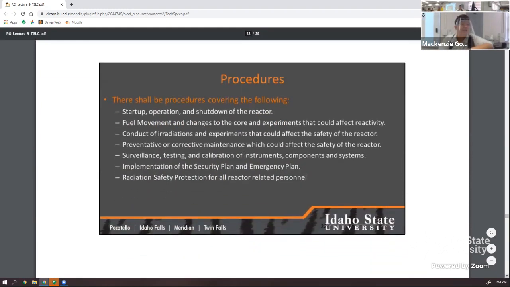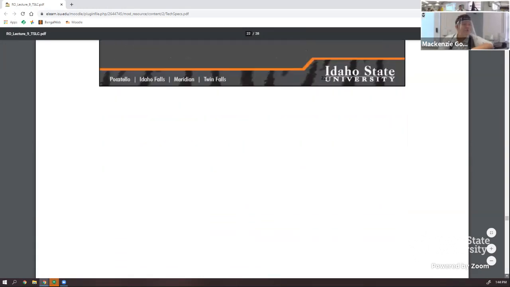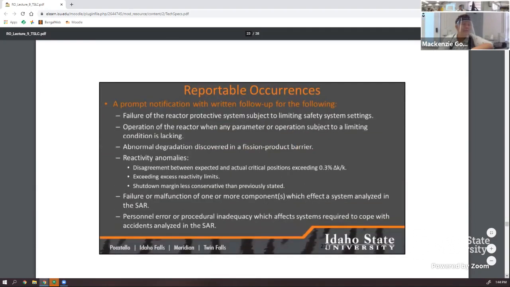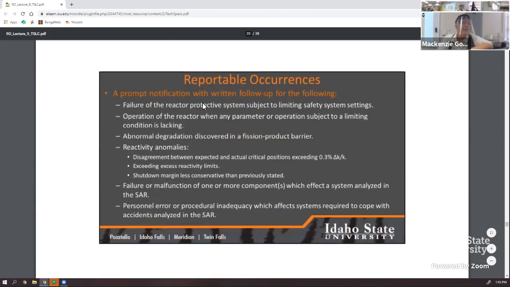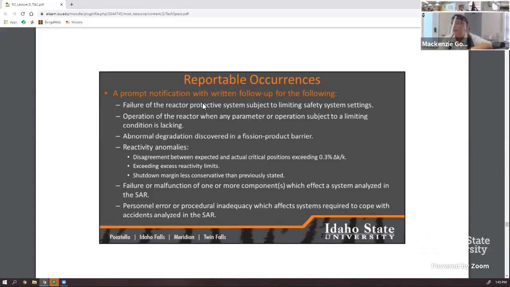TSR also requires that there are procedures for every one of the following things on this list. As we go over the procedures, you will become familiar with them, okay? The NRC requires that they are notified when certain things occur, okay? If one of the reactor protective systems failed, if you operated without checking that your LCOs were actually present, you have to notify the NRC. If you discover abnormal degradation, something you weren't expecting, like your aluminum starts rusting, notify the NRC.